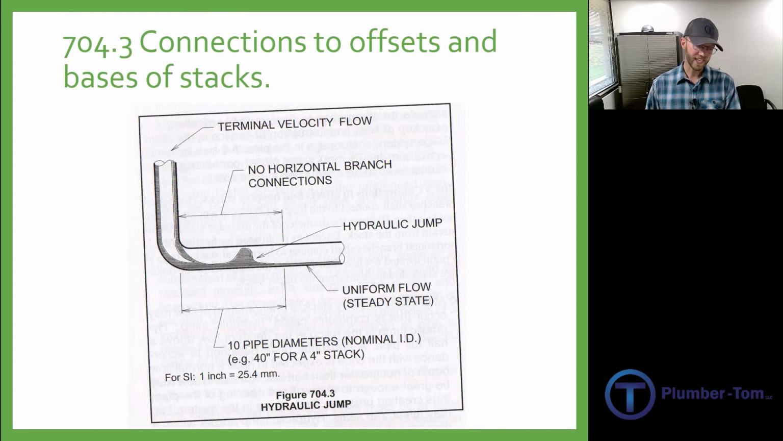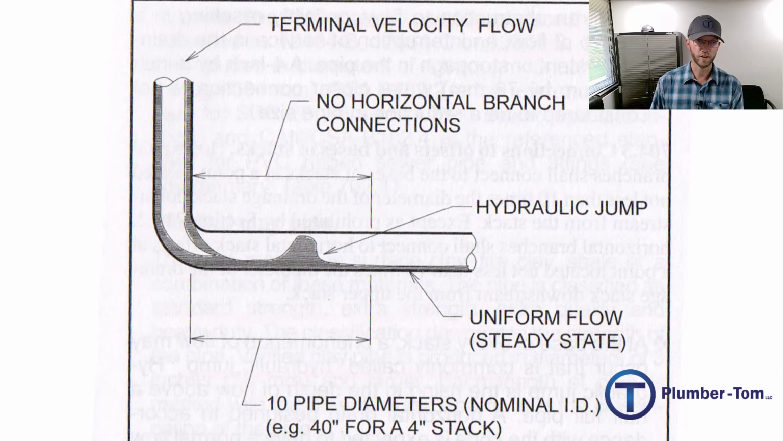704.3 talks about connections to offsets and bases of stacks, and introduces us to a special requirement to avoid problems with the hydraulic jump. Let me read what it says. Horizontal branches shall connect to the bases of stacks at a point located not less than 10 times the diameter of the drainage stack downstream from the stack. Have a look at this illustration. We have a vertical stack.